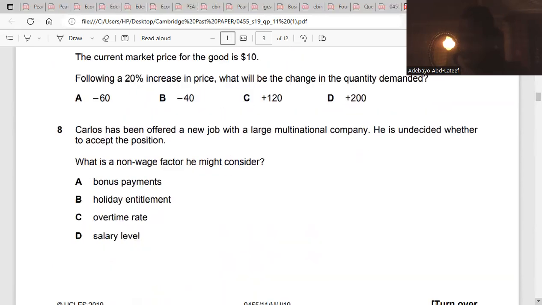Go for 8. Carlos has been offered a new job with a large multinational company. He's undecided whether to accept the position.